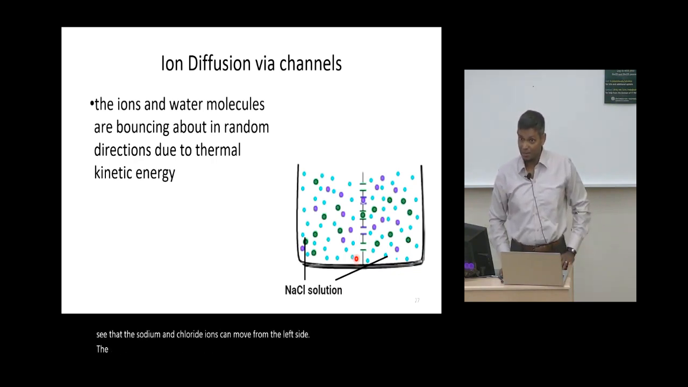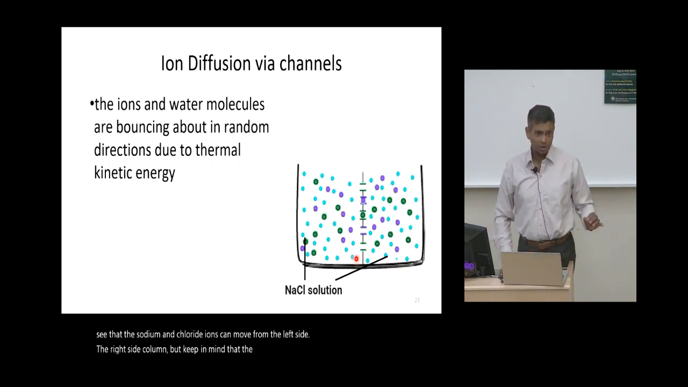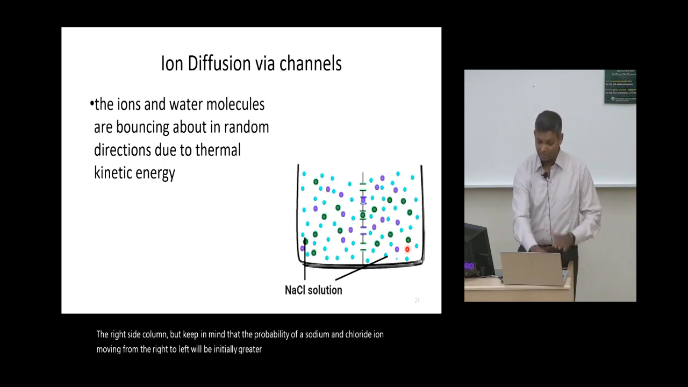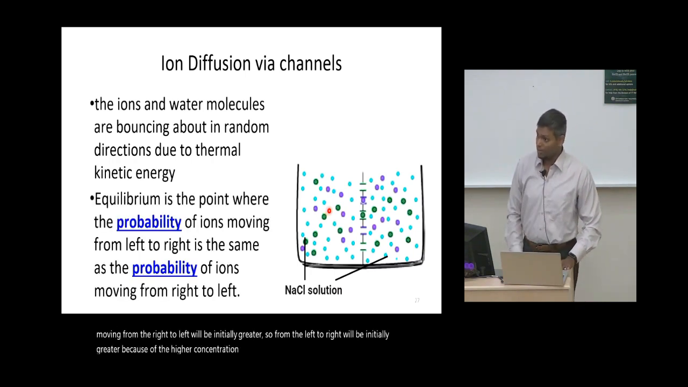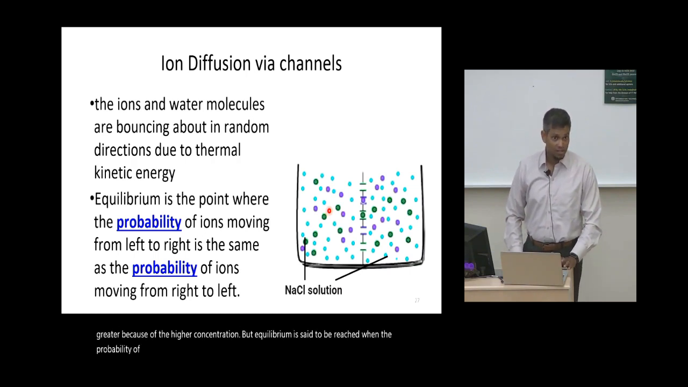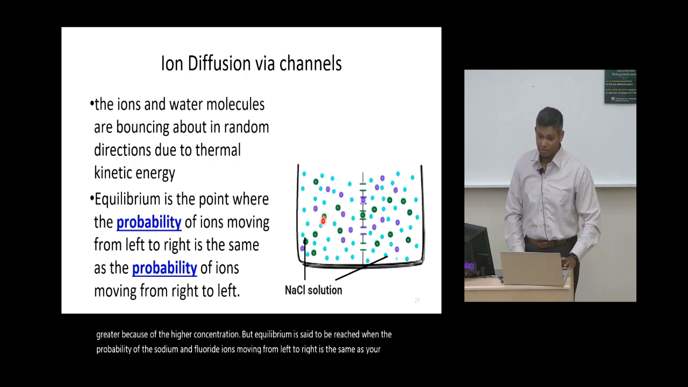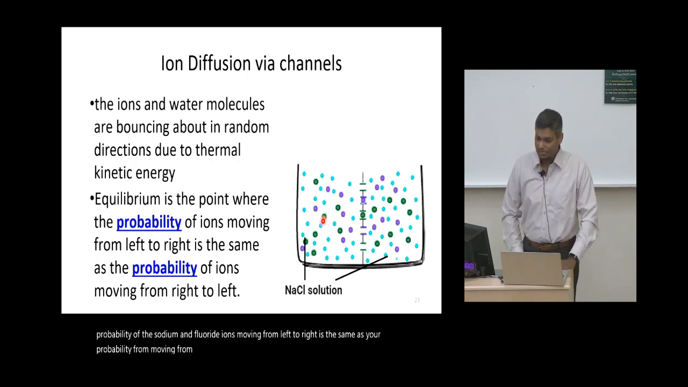And randomly we see that those sodium and chloride ions can move from the left side into the right side column. But keep in mind that the probability of a sodium and chloride ion moving from left to right will be initially greater because of the higher concentration. But equilibrium is said to be reached when the probability of the sodium and chloride ions moving from left to right is the same as the probability for moving from right to left.